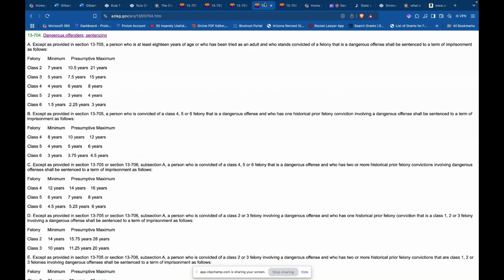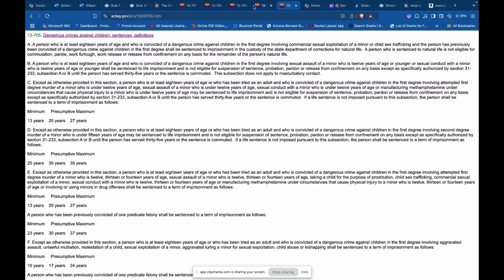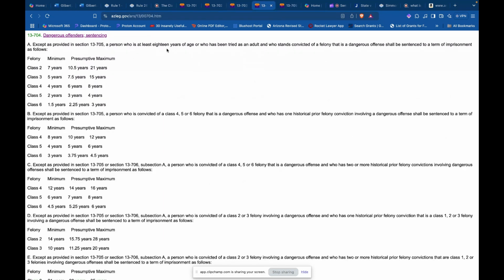All right, 704 is dangerous offenders. So except for whatever is stipulated in 705, which is inapplicable here, a person who is at least 18 years of age and has been tried as an adult stands convicted of a felony that is a dangerous offense shall be sentenced to a prison term of.